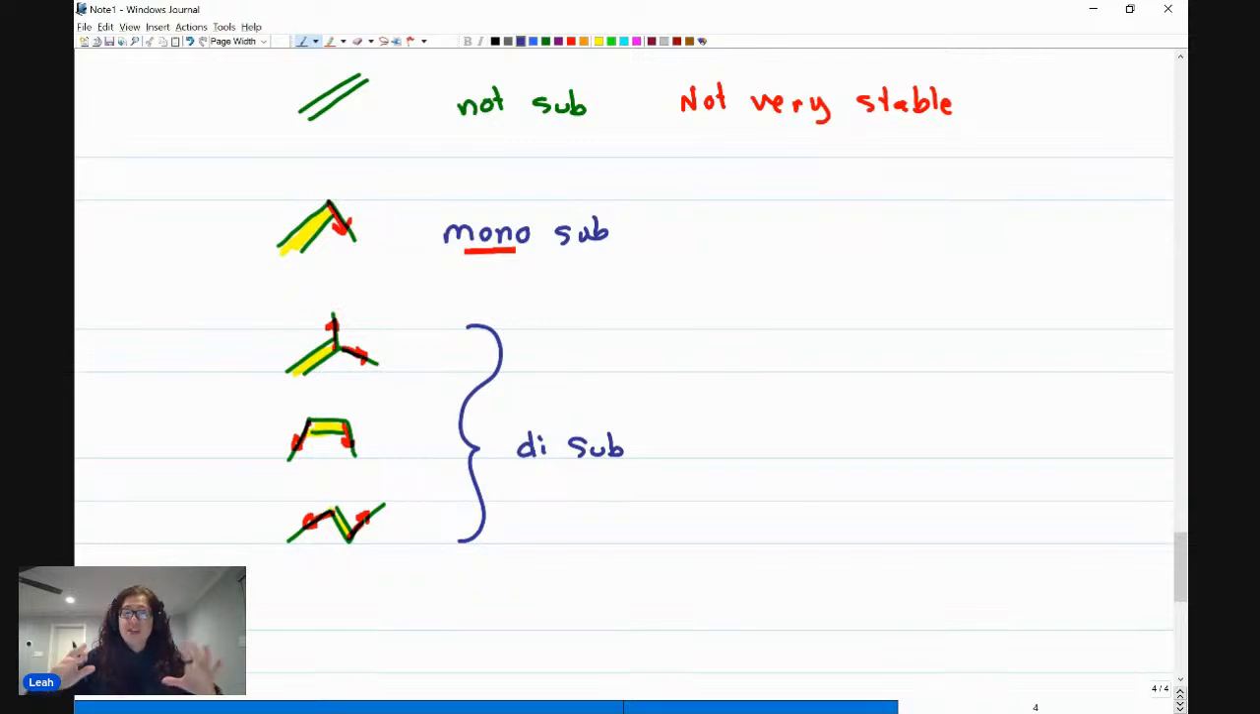What you're looking for with a di-substituted pi bond is, even though you have 2 substituents, where they're located matters. If they are close together, they are butting heads, they're in each other's spaces, that makes the molecule less stable.